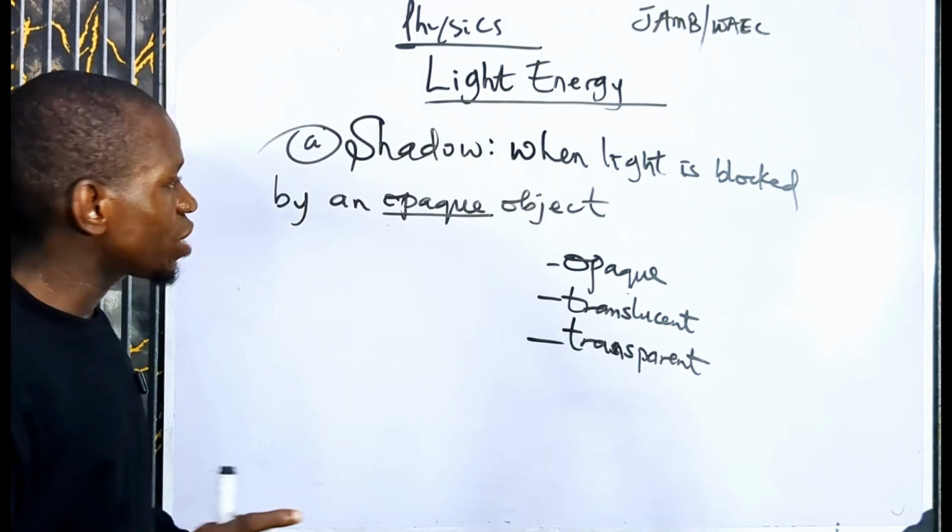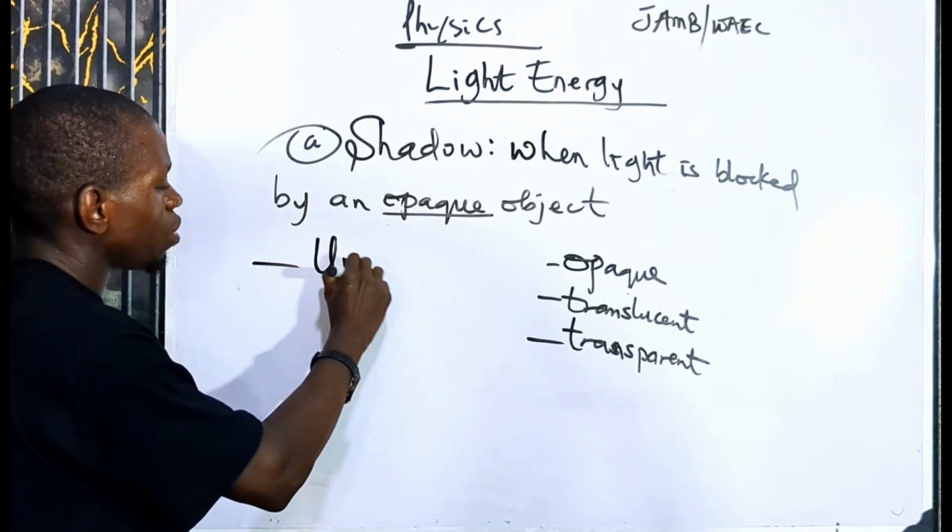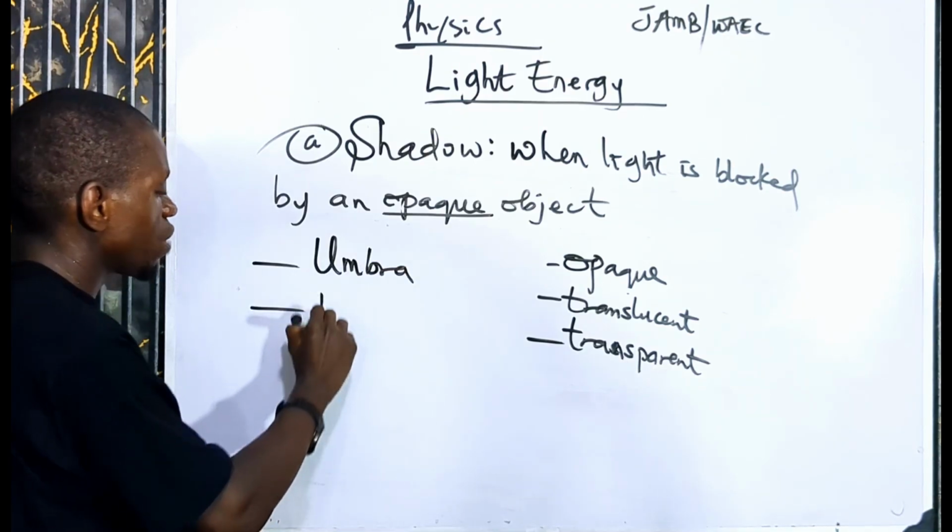All right, under this shadow, we have two types of shadow. We have the umbra shadow. We also have what?